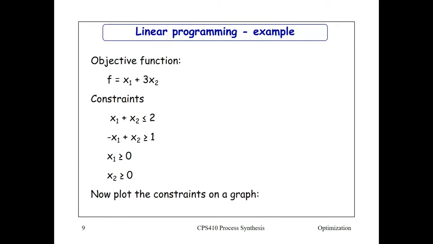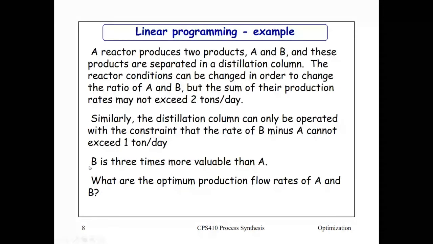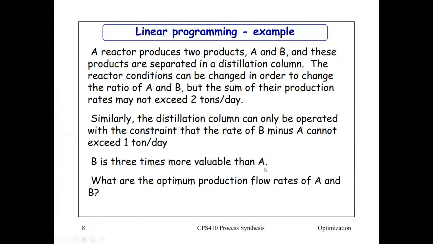How is flow rate used to calculate profit? So I went through that a bit quickly. Let's go back to how it's phrased. B is 3 times more valuable than A. That's all the information you need for the objective function.